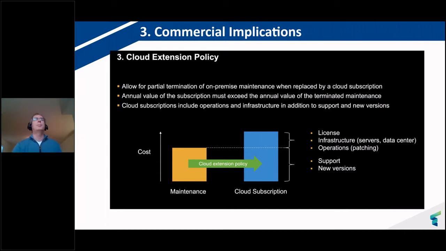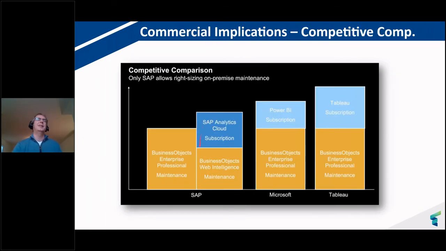If you're comparing to SAP, basically the point here is you can reduce from your existing business objects enterprise professional to a WEBI only, and then add on SAC. So your net is here. Whereas if you were to say, hey, I want to add Power BI or I want to add Tableau, you're going to be adding a more significant maintenance cost.